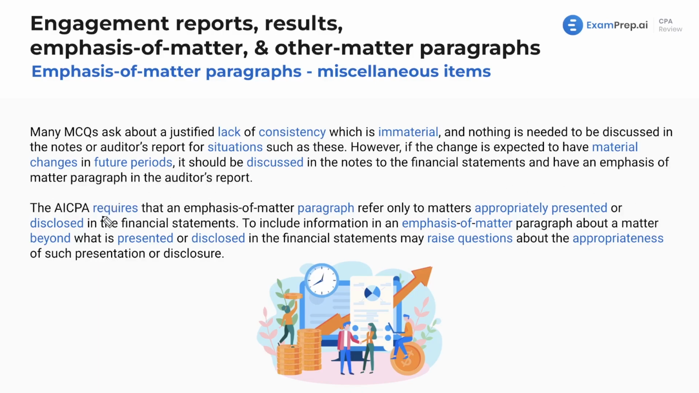Now, the AICPA requires that an emphasis of matter paragraph refer only to matters appropriately presented or disclosed in the financial statements. To include information in an emphasis of matter paragraph about a matter beyond what is presented or disclosed may raise questions about the appropriateness of such presentation or disclosure. Really, what we're saying here is if it's something that is not included, you're going to use an other matter paragraph, and we're going to start to dive into that more.